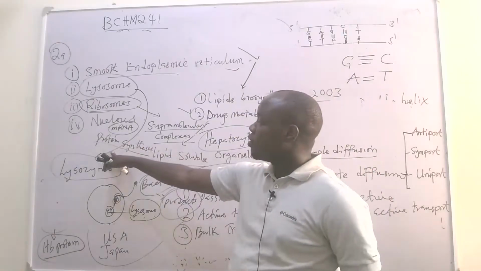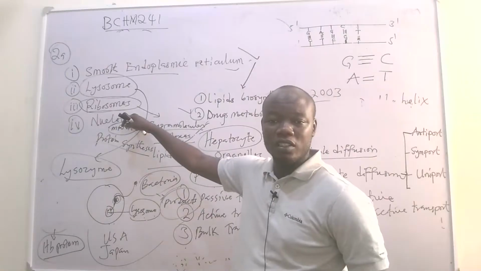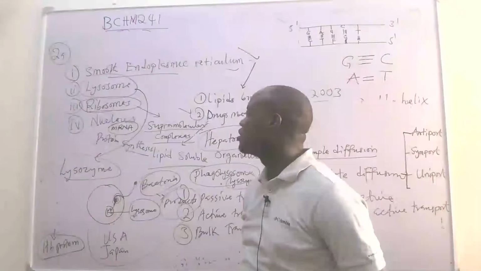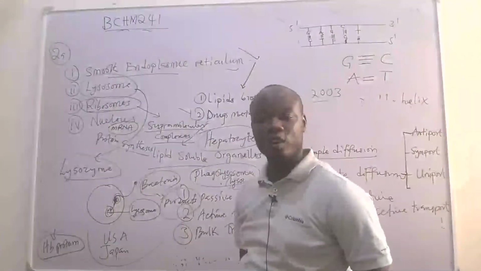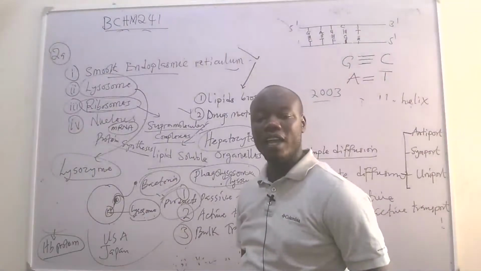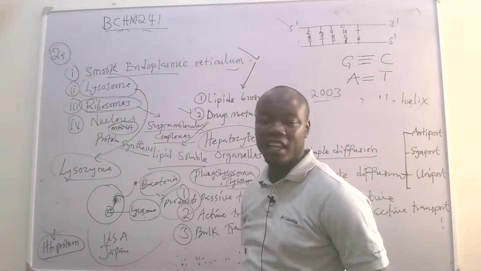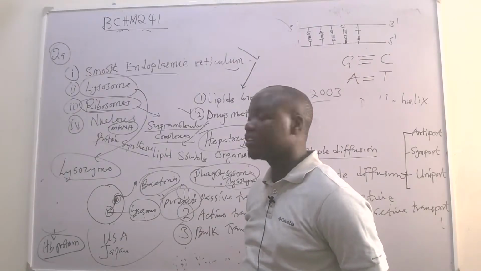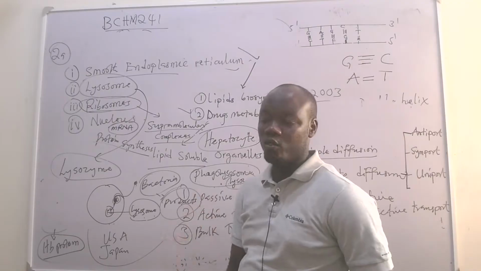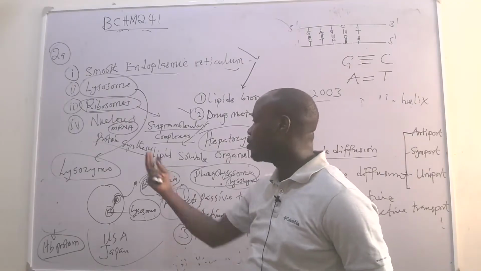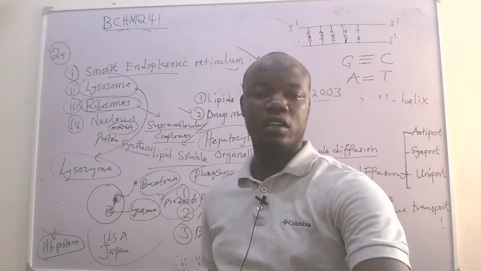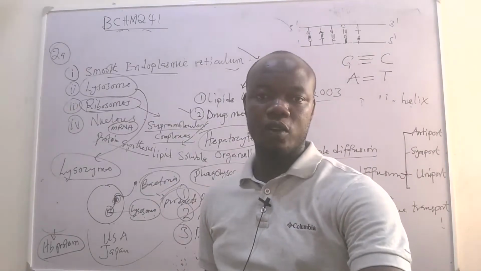So after the ribosomes, the next one is the nucleus. So what is the function of the nucleus? The nucleus is the control center of the cell, where the genetic material, which is DNA and RNA, are found. So all the activities of the cell are controlled by the nucleus. So I don't want us to take much time here. So let's look at another question.